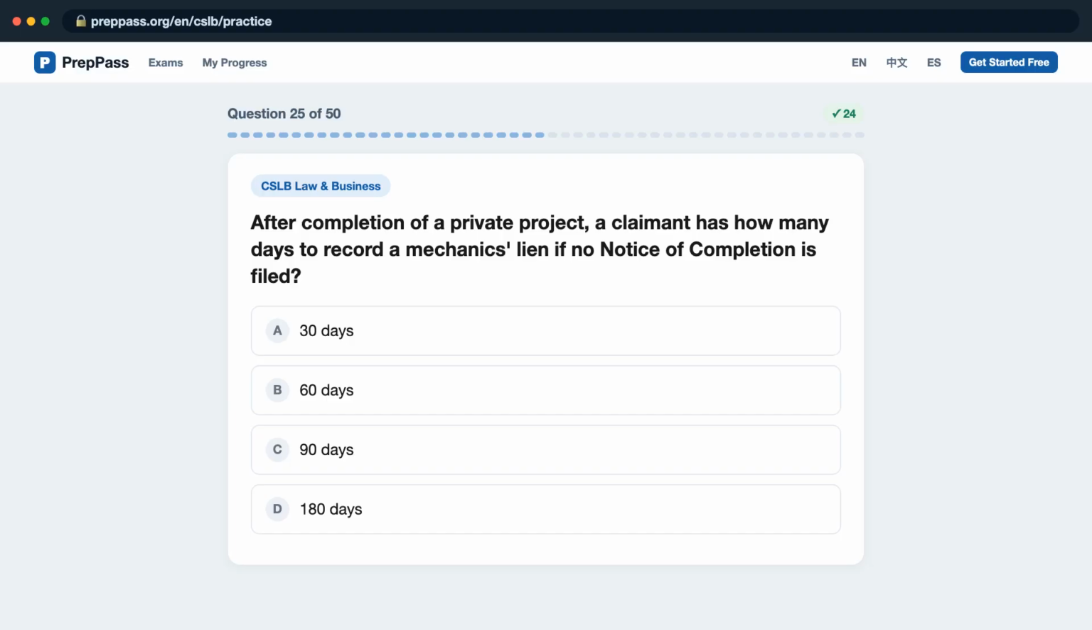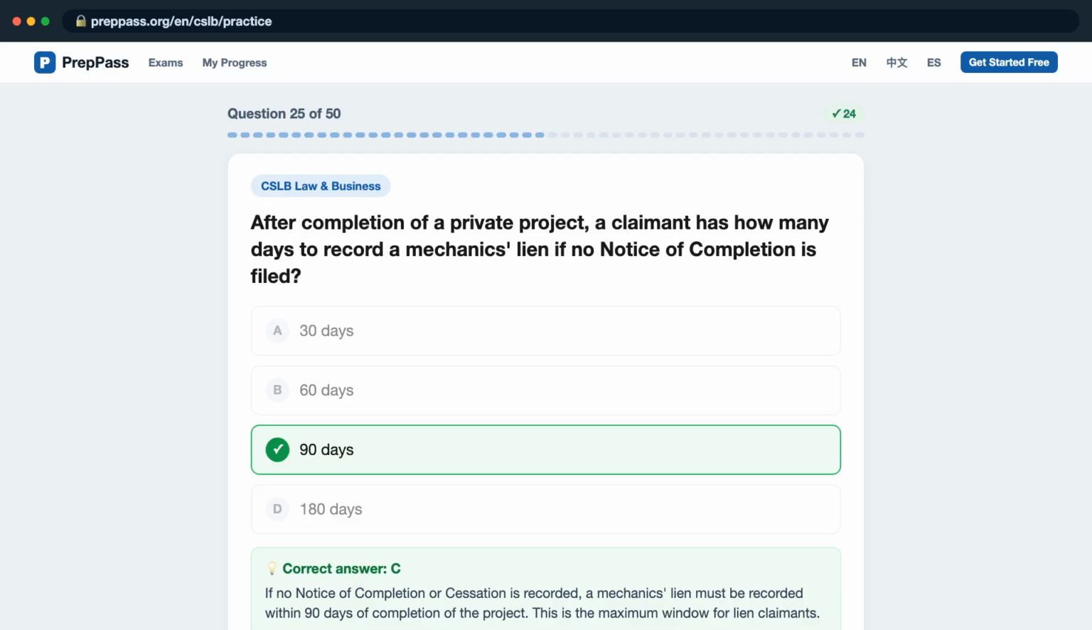Question 25. After completion of a private project, a claimant has how many days to record a mechanic's lien if no notice of completion is filed? Is it A. 30 days? B. 60 days? C. 90 days? D. 180 days? The correct answer is C. If no notice of completion or cessation is recorded, a mechanic's lien must be recorded within 90 days of completion of the project. This is the maximum window for lien claimants.